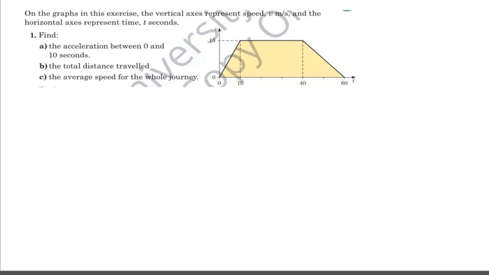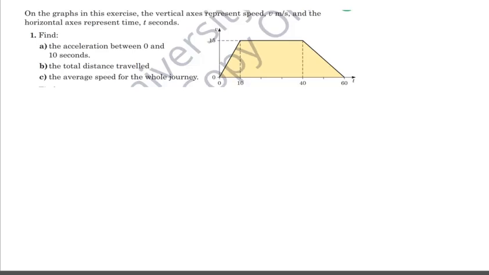A speed time graph visually shows how the speed of an object changes over time. In speed time graphs, on the vertical axis we have speed or velocity, and on the horizontal axis we have time.